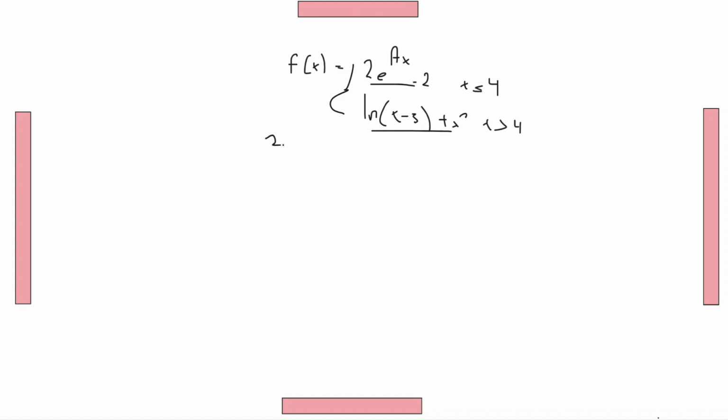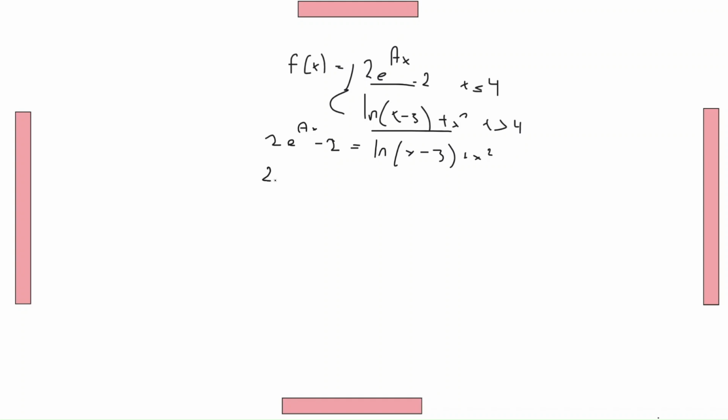So we'll get 2e to the a x minus 2 equals ln of x minus 3 plus x squared. And now let's just substitute 4 for x, right?